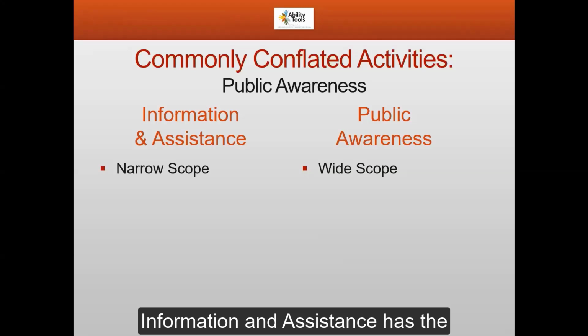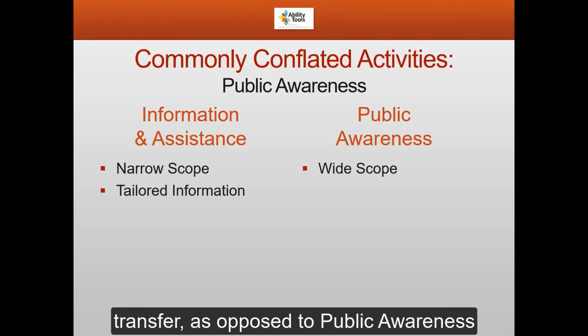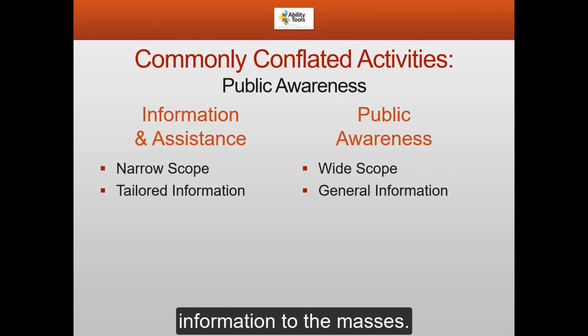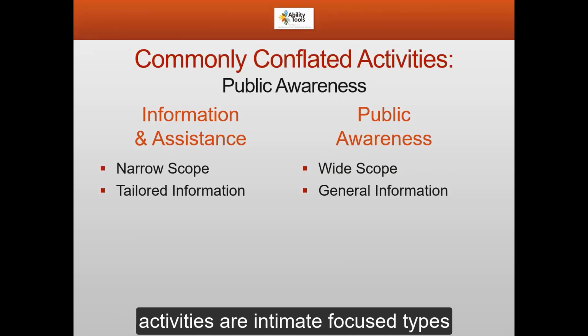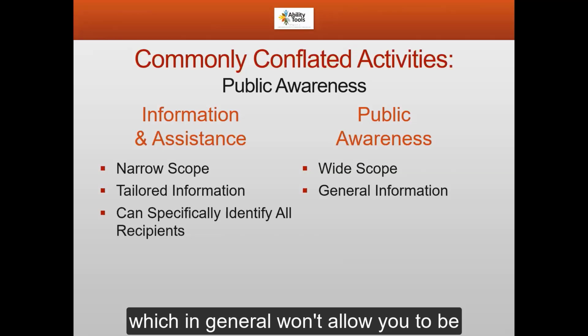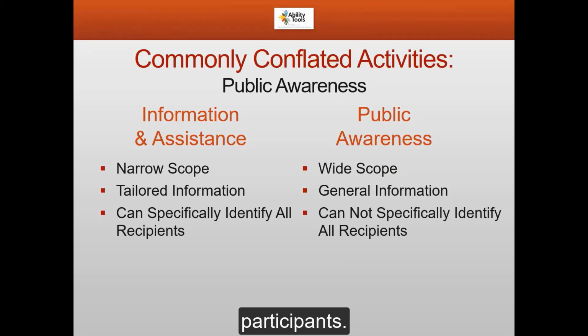Information and assistance has the aforementioned tailored information transfer, as opposed to public awareness activities, which are about disseminating general assistive technology-related information to the masses. Additionally, information and assistance activities are intimate, focused types of information dissemination to a specific consumer who you can easily identify and interact with and home in on their needs, versus public awareness activities, which in general won't allow you to be able to identify all or sometimes any participants.